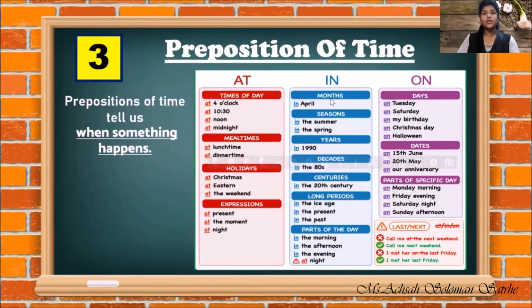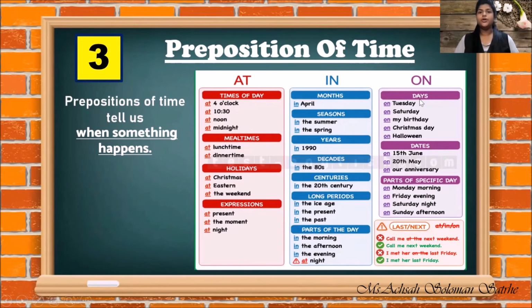So when do you use in? For months, like in April, May, June, July, August. In seasons, in the summer, in the spring. For years, in 1990, decades, in the 80s, centuries, in the 20th century, long periods in the Ice Age, in the present, in the past, and parts of days, for example, in the morning, in the afternoon, in the evening.